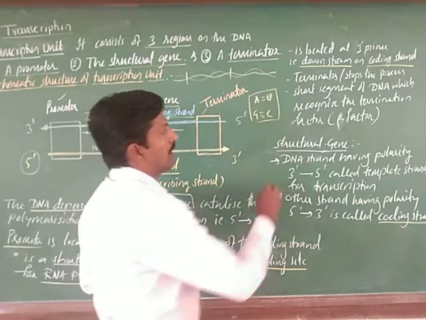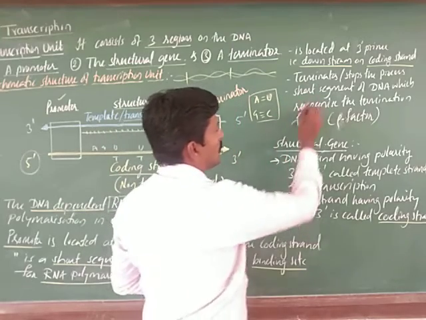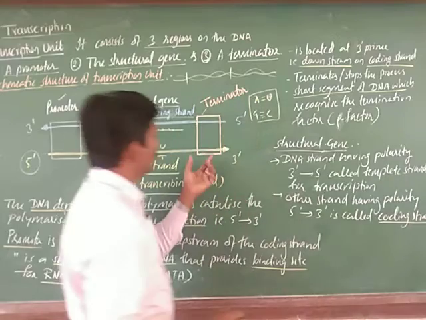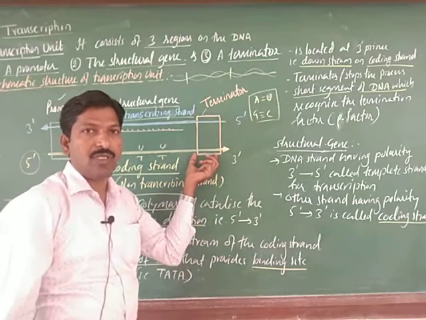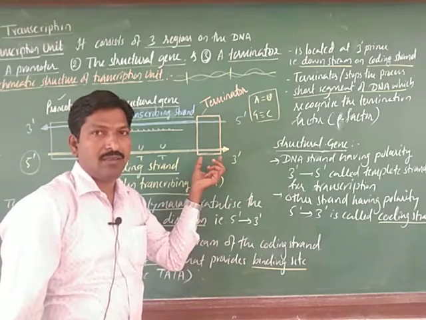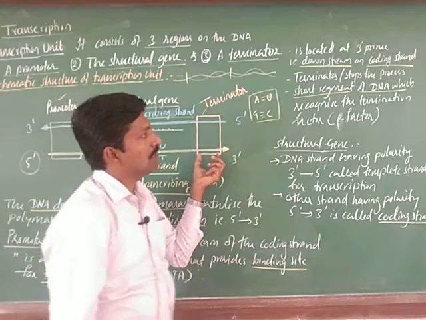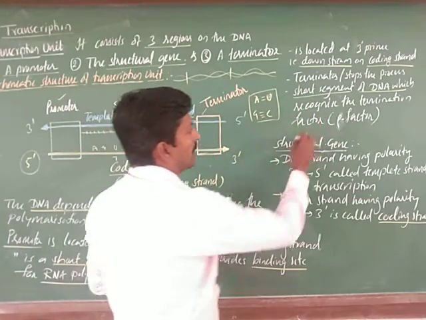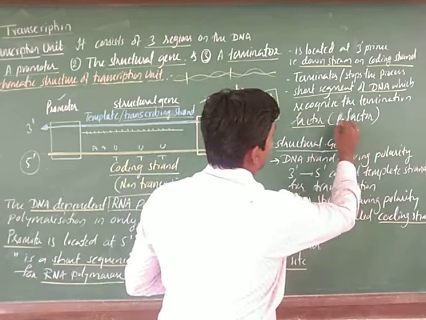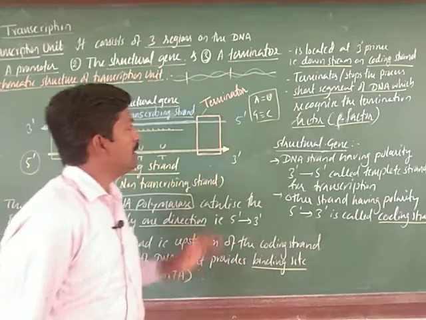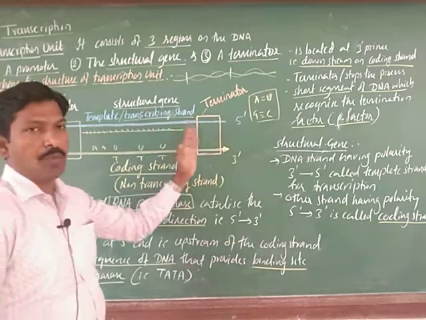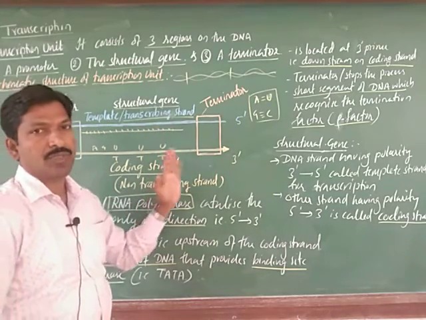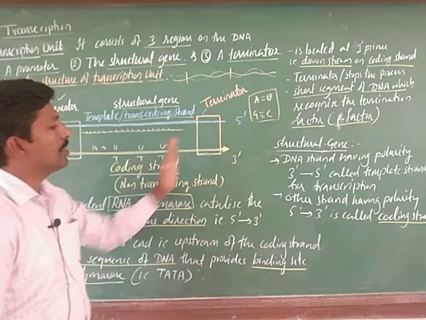The terminator is also a short segment of DNA, and its DNA sequence is recognized by the termination factor, which is also referred to as the rho factor. This decides whether the process will be stopped. Usually the process of transcription ends with the terminator.